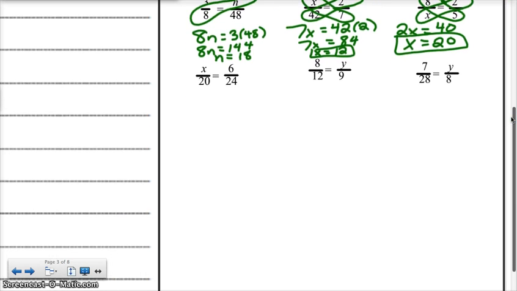Okay, the next one is a little more difficult because I can't go, I usually always look at my smallest one. Can I somehow get to my biggest? It has to be through multiplying or dividing. So I'm just setting up the cross product. 24x equals 120. And then I'm just going 120 divided by 24 is 5.